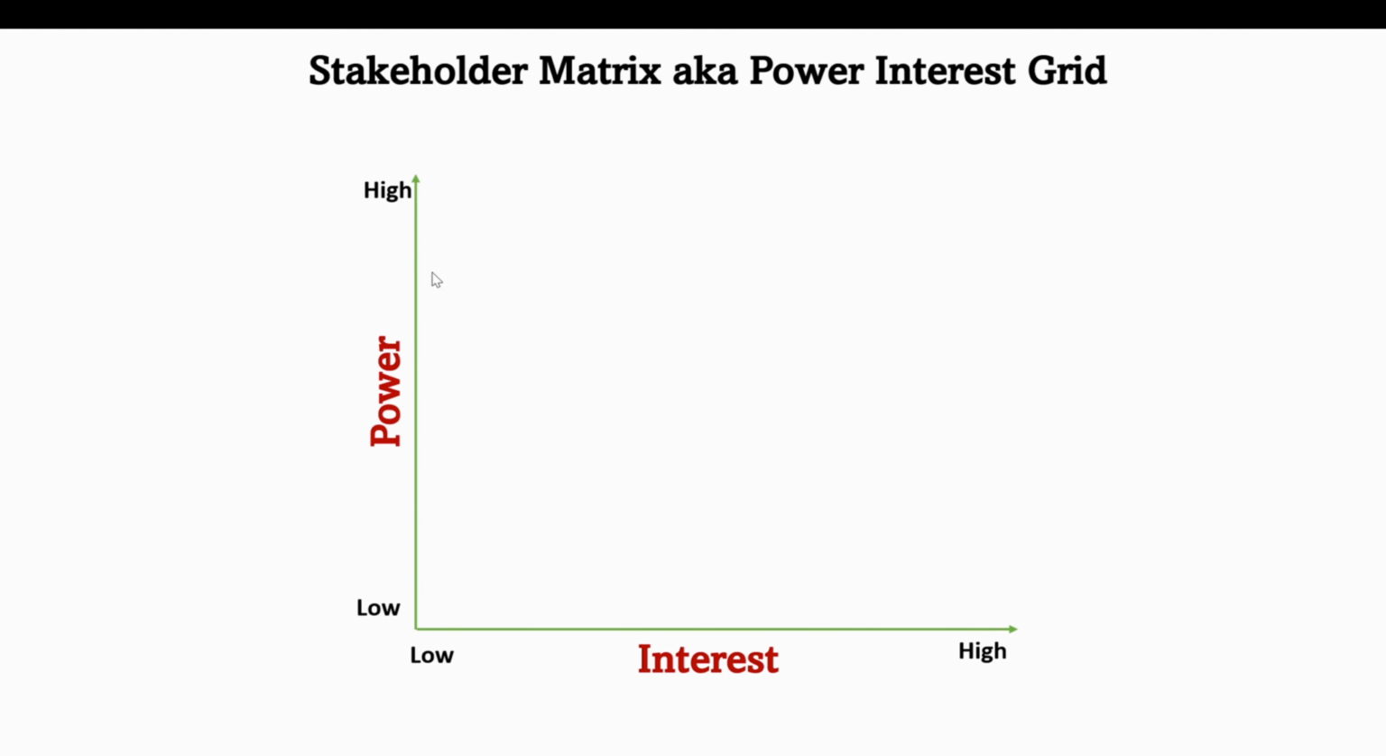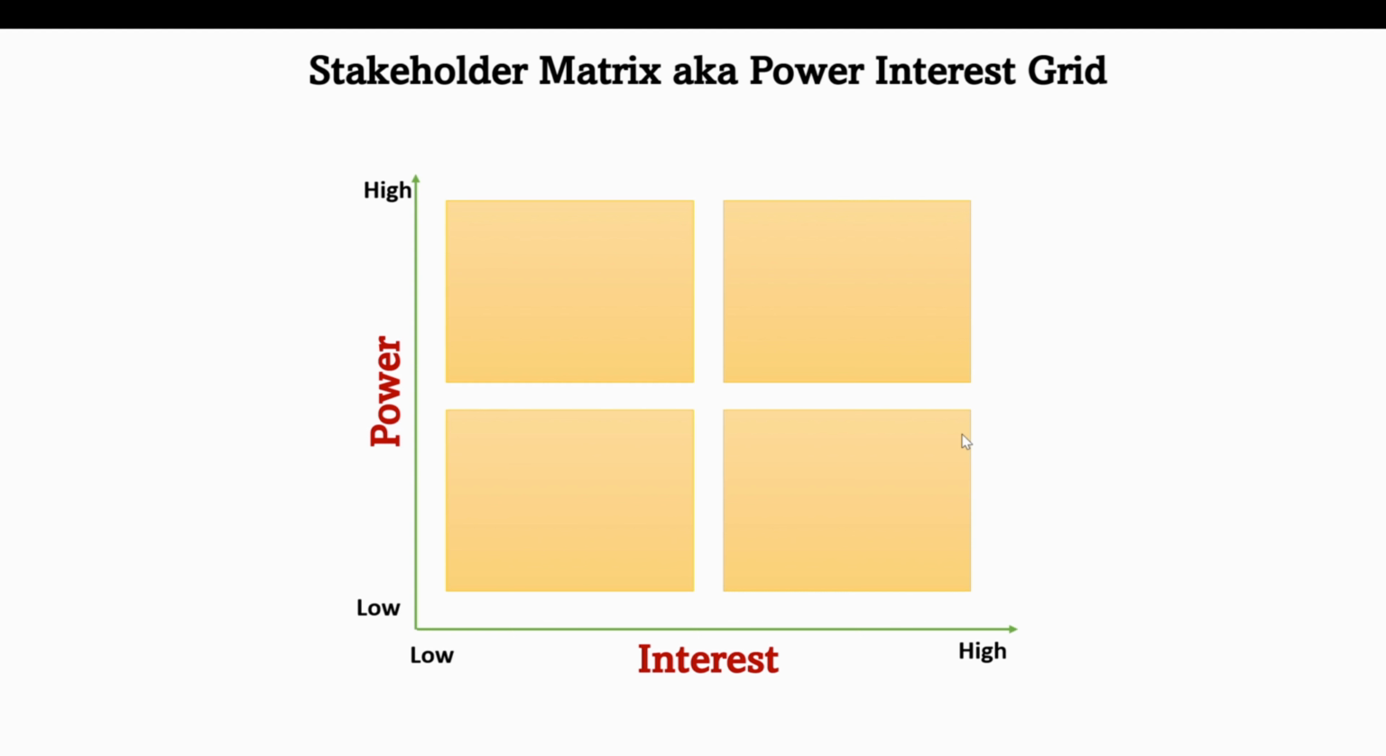So mapping the matrix, you have the y-axis where you represent your high power and low power on your project, and then you have low interest and high interest on your project, okay? And then you split this into 4 sections. I've represented mine here in 4 boxes.